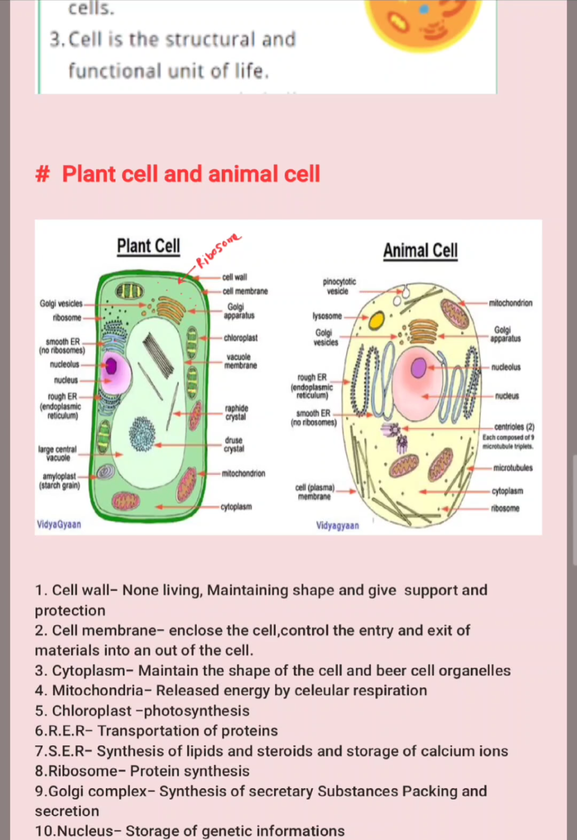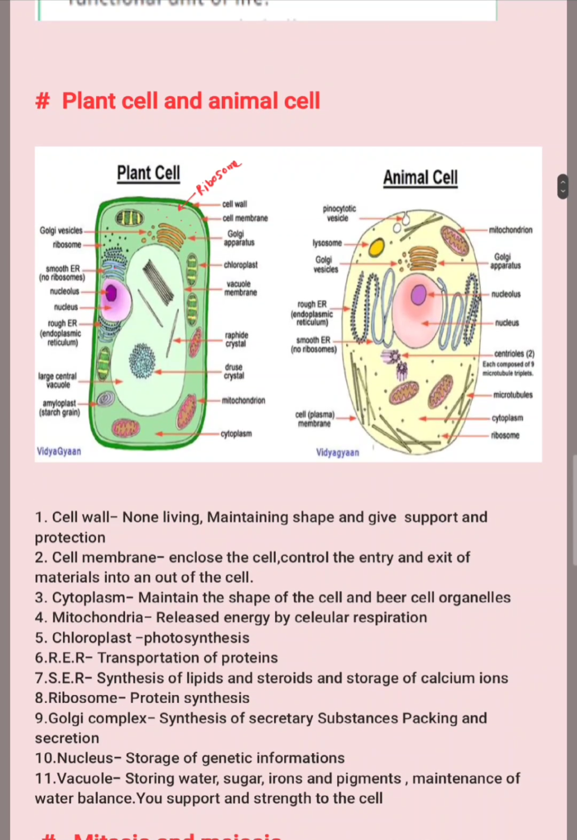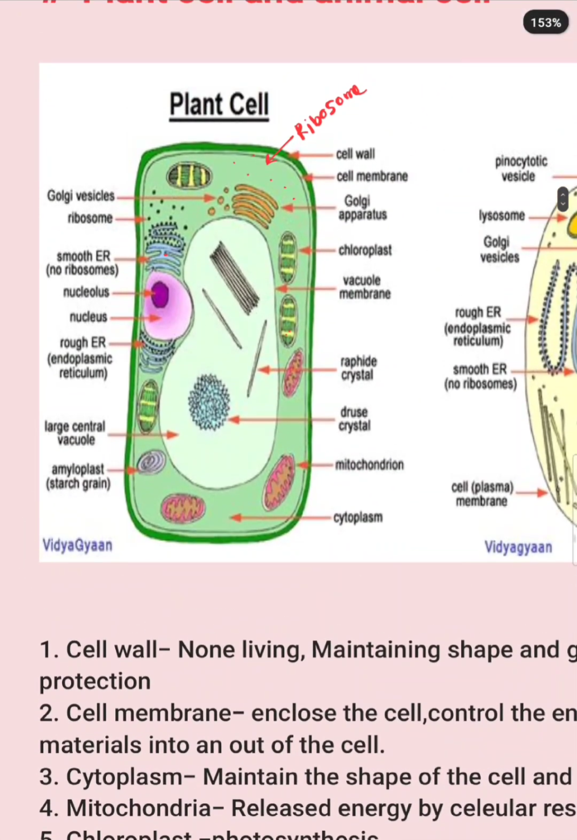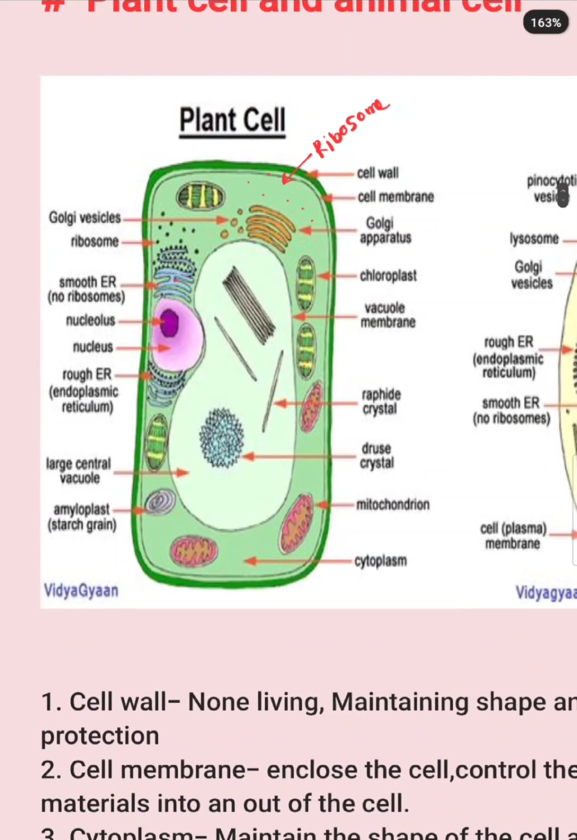It's a structure. Then let's see what are the difference between the plant cell and animal cell. The plant cell consists cell wall. You have to know how to identify, how to label the plant cell correctly. The outermost part of the plant cell is the cell wall. It is the cell wall.